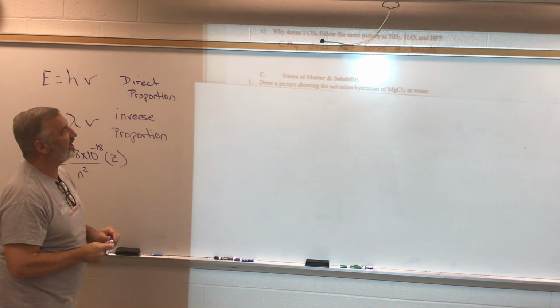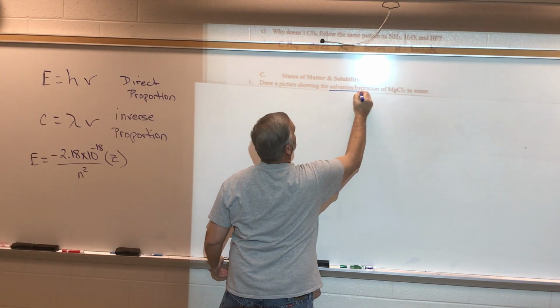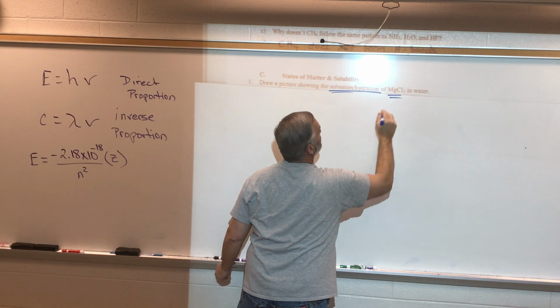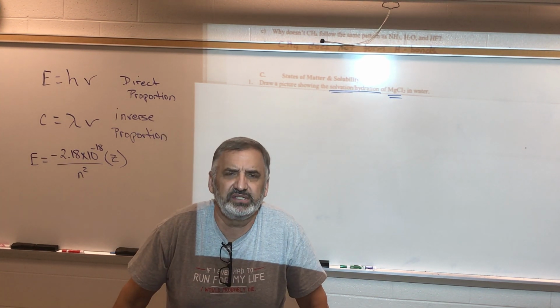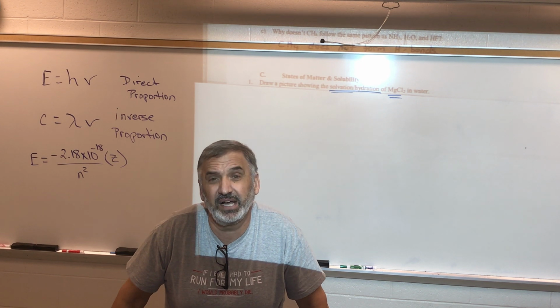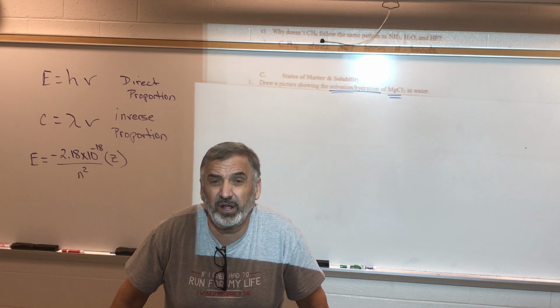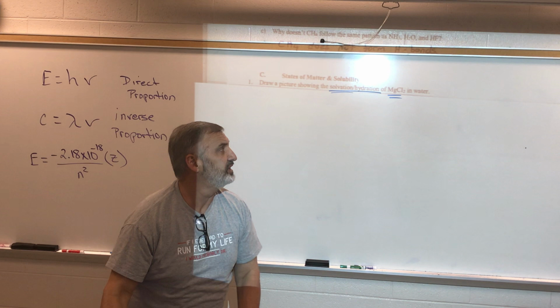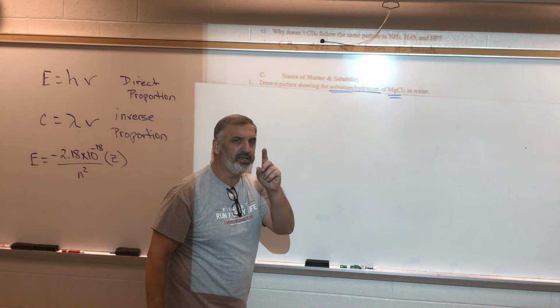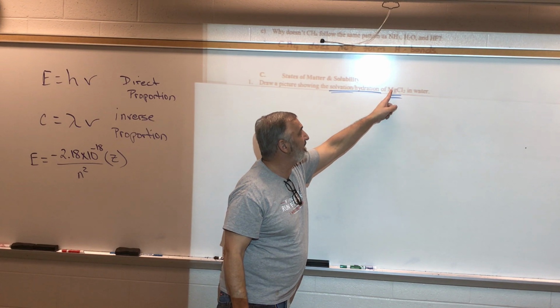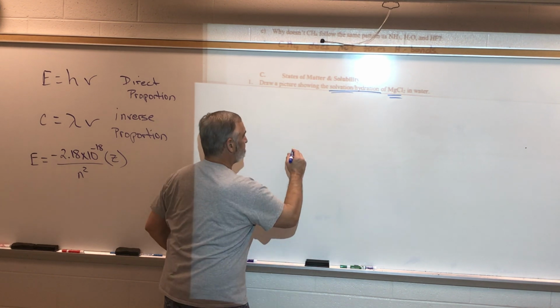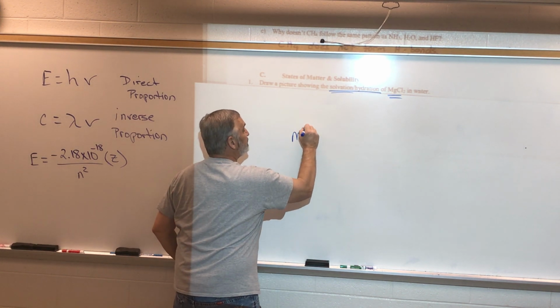Draw a picture showing the solvation, the hydration of MgCl2. Well, first off, the first thing you have to say is, what type of compound is MgCl2? Well, the first thing is a metal, so it's ionic. So when it goes into water, it's going to dissociate as ions. So remember, only draw one formula unit, which is going to be 1 magnesium and 2 chlorines. The magnesium we know is 2+.